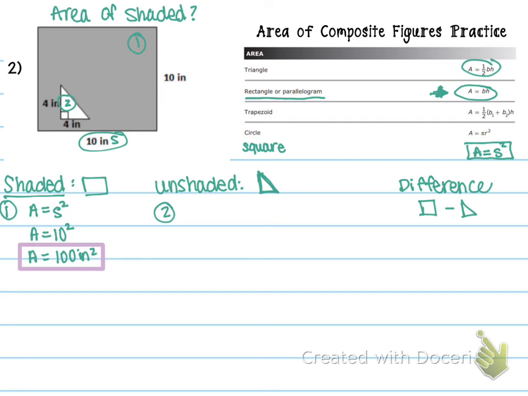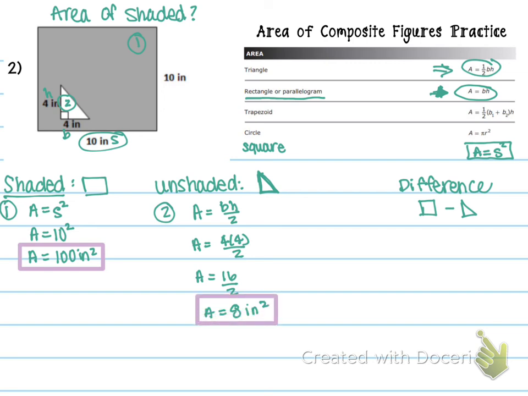Okay, so let's go to unshaded, which is your triangle. Triangle is, let me grab my pen. Area equals, according to the triangle right here, 1 half base times height, or base times height divided by 2. If we see here is our base and here is our height. Okay, so area equals 4 times 4 divided by 2. Area equals 16 divided by 2, which is 8 inches squared.